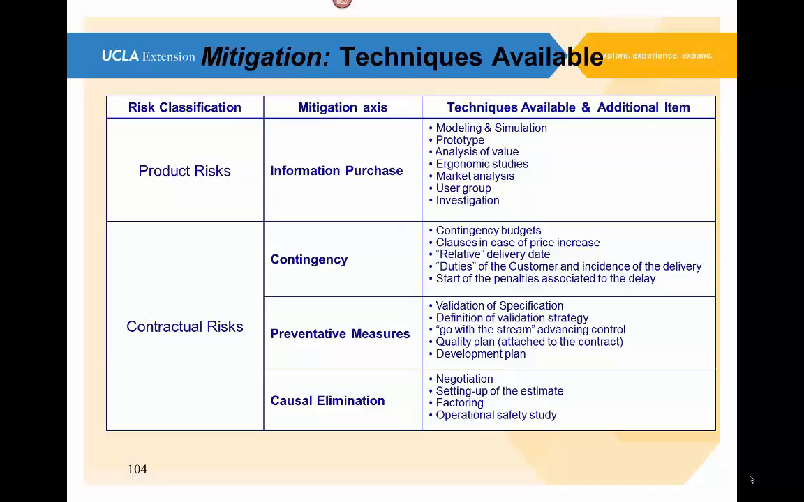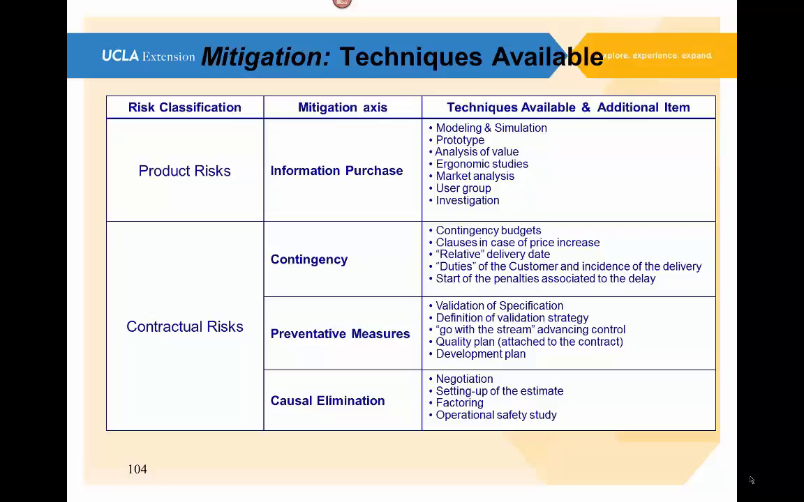For instance, you're getting a specification that you're going to be contractually obligated to deliver to. It's possible to have that specification validated before you sign off on it. Make sure the quality plan that you intend to follow as a part of the contract and the development plan.